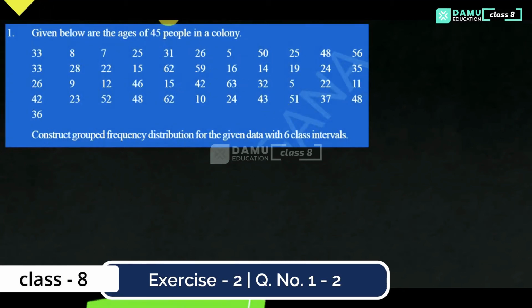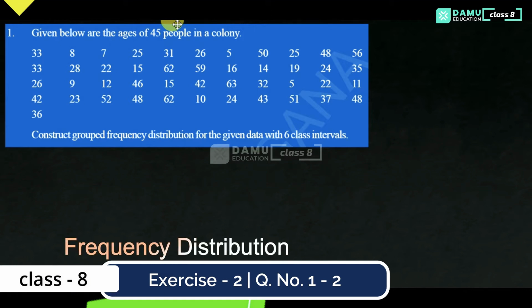Hello viewers, in this module we are going to discuss the second exercise, first question. Given below are the ages of 45 people in a colony. So these are all the given ages. Then construct a grouped frequency distribution for the given data with 6 class intervals.